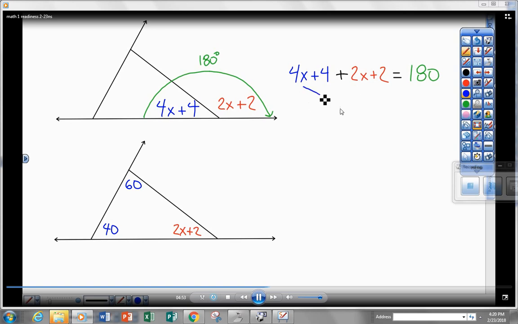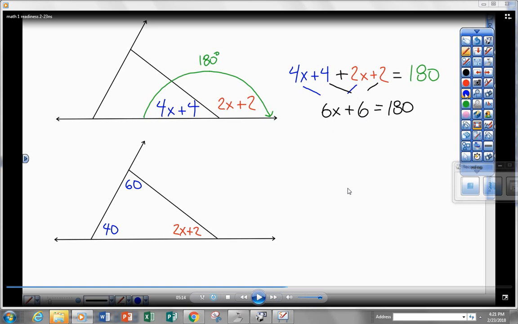I might write 8x here by mistake, but I think I'm going to fix that. Nope, that is 6x plus, and here's maybe my mistake, plus 6, and I'm going to erase that. That's not plus 8, I'm sorry, that's plus 6 equals 180. And I get that just regular two-step equation by combining the 4x and the 2x to get 6x, combining 4 and 2 to get 6. Now I've combined all my like terms.